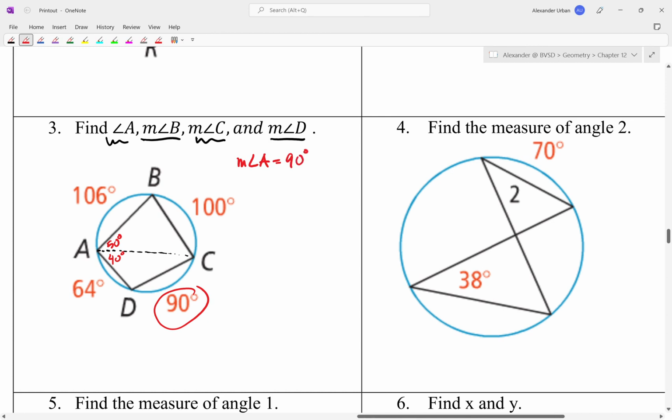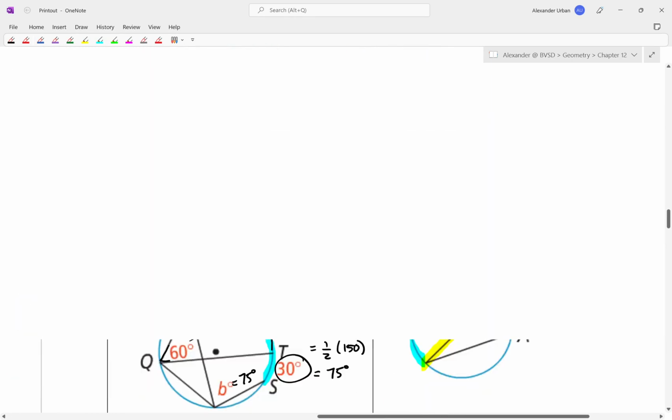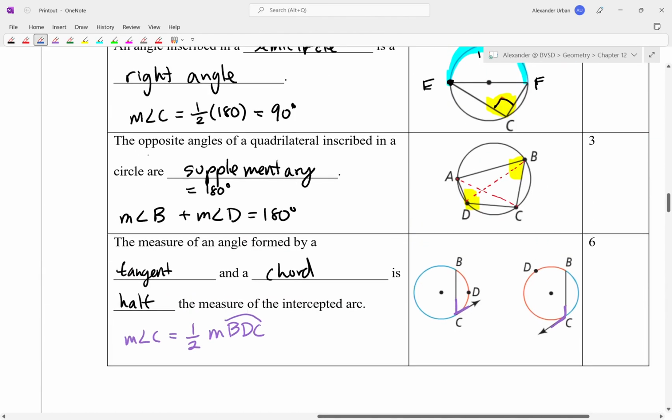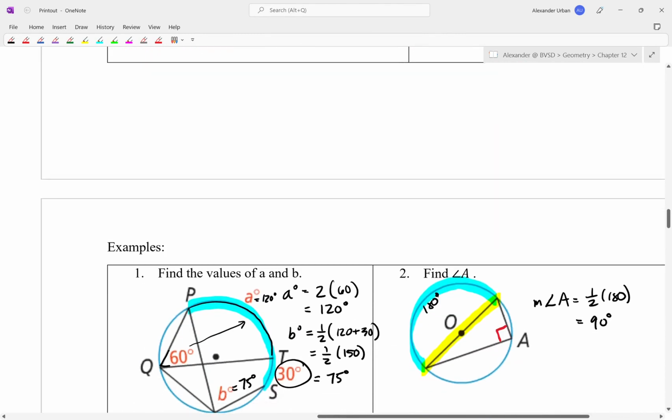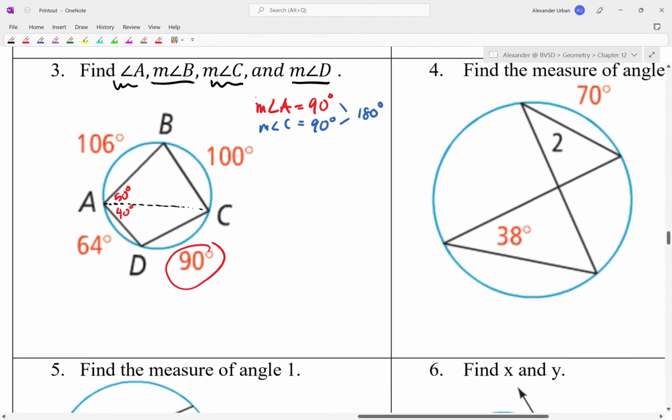Now what this forces angle C to be, the measure of angle C must also equal 90, because the two of them combined must equal 180. That was our fourth theorem that we talked about right here. The opposite angles of a quadrilateral inscribed in a circle are supplementary, so they have to be equal to 180 degrees. So in this case, the measure of angle A and the measure of angle C are both 90.